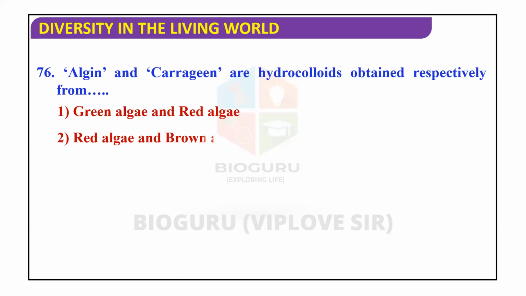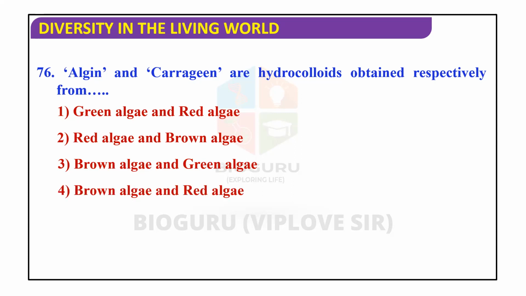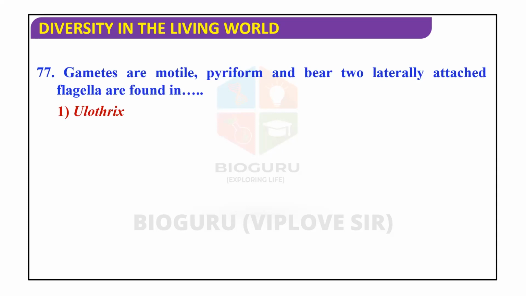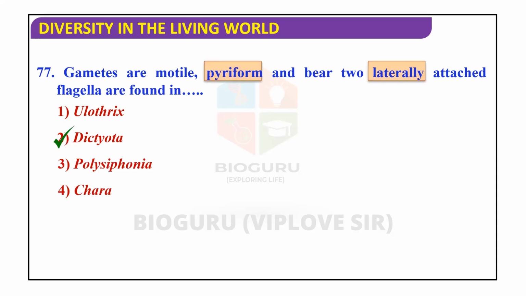Algin and carrageen are hydrocolloids obtained respectively from green algae and red algae, brown algae and green algae, or brown algae and red algae. Yes, think about it. Yes, it is brown algae and red algae. Gametes that are motile, pyriform, and bear two lateral attached flagella are found in Ulothrix, Dictyota, Polysiphonia, or Chara. Yes, the answer is Dictyota.